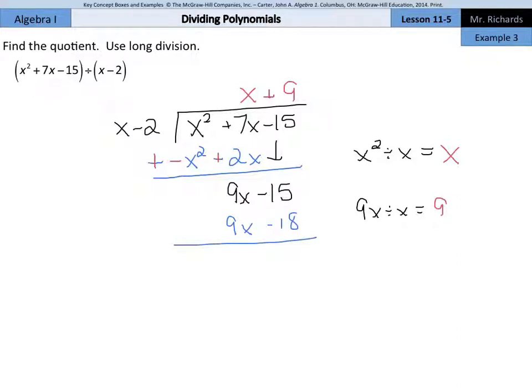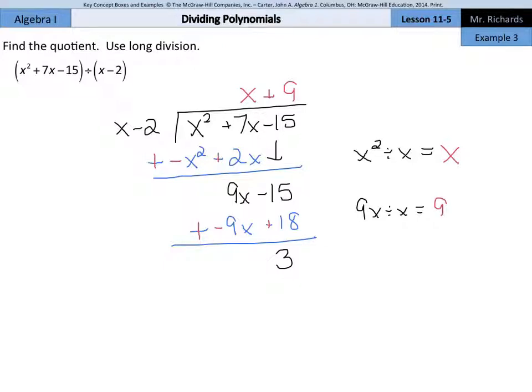So now we'll look to subtract this, but again, I think adding the opposite might be easier. Instead of dealing with negative 15 minus negative 18, if we just change the subtraction to addition and add the opposites, that way we can go negative 15 plus 18 is 3. And 9x plus negative 9x just is 0x, so that goes away. So we have a remainder of 3.